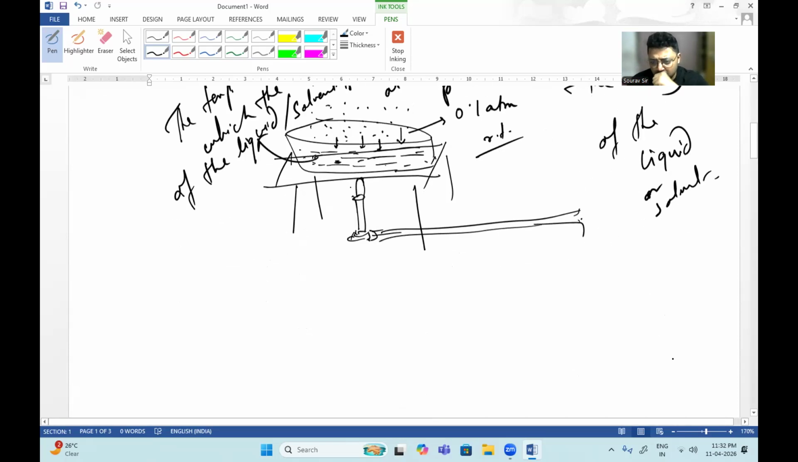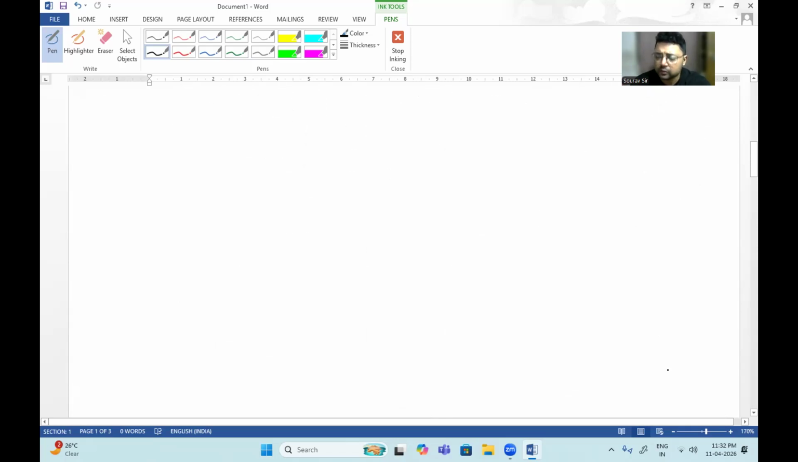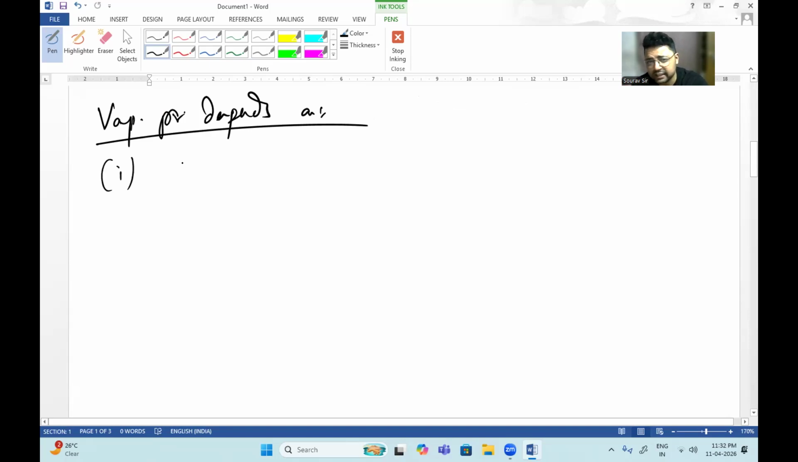We have discussed vapor pressure. Now we will discuss the lowering of vapor pressure. Vapor pressure depends upon three major things. What are the factors on which vapor pressure depends? First one, as we have just seen, is temperature. It increases with an increase in temperature. Vapor pressure is directly proportional to temperature.